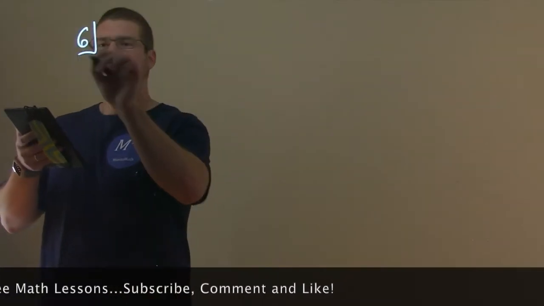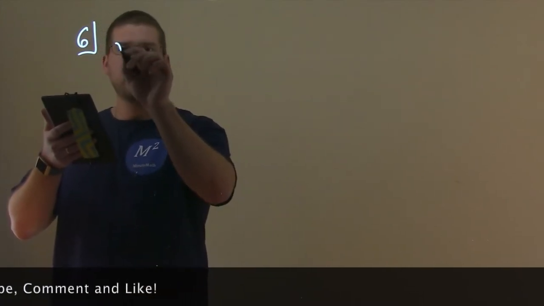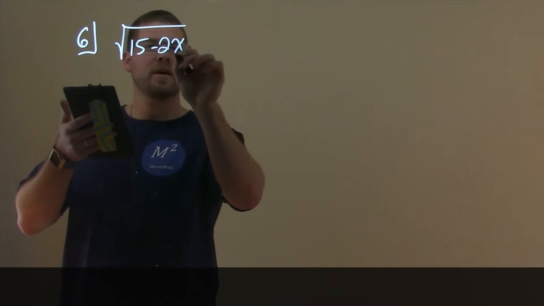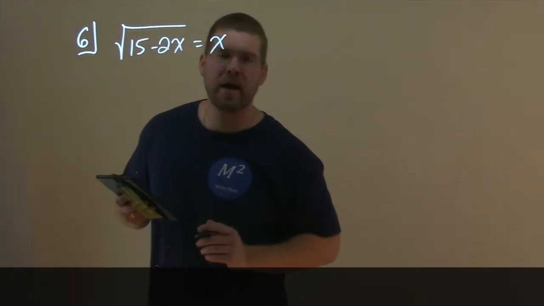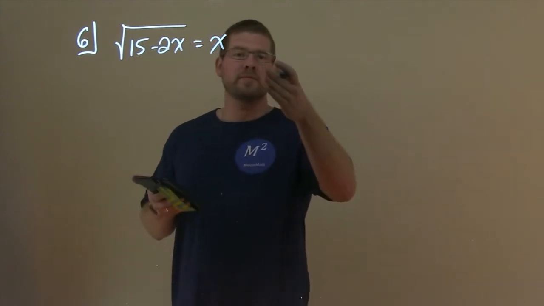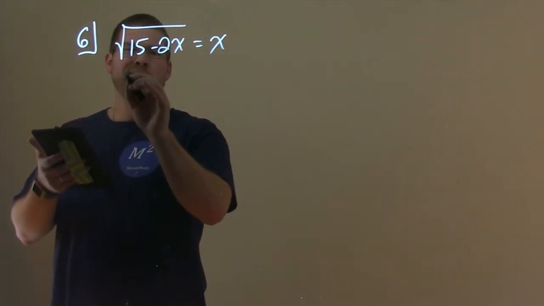Sample 6 here. We want to solve an equation with one radical. And radical is like a square root. That's one of them. The square root of 15 minus 2x equals x here. Okay? So what do we do? Well, we know that's a square root, and how to get rid of a square root is we square it. Kind of goes together. So what we're going to do is square both sides.